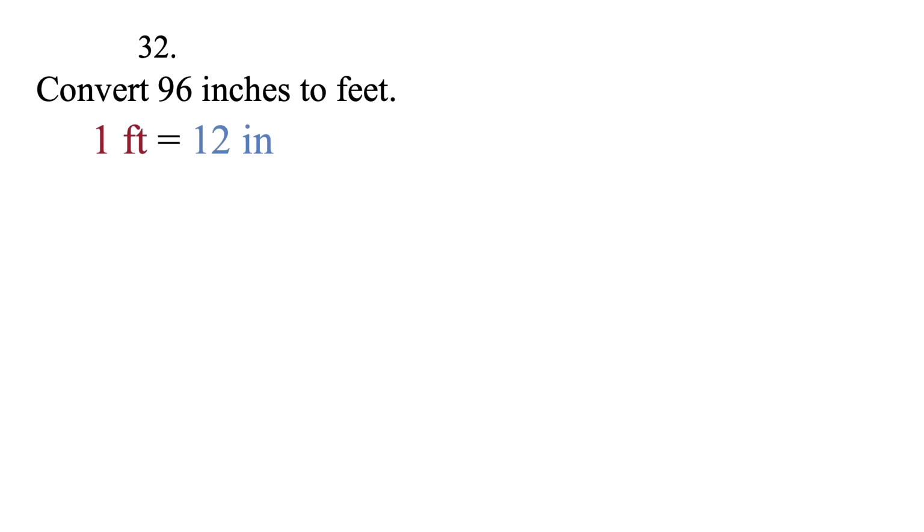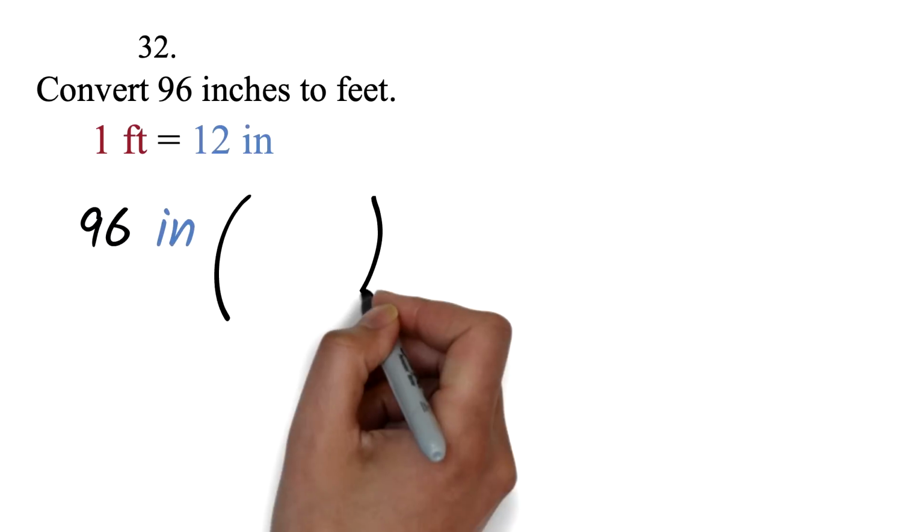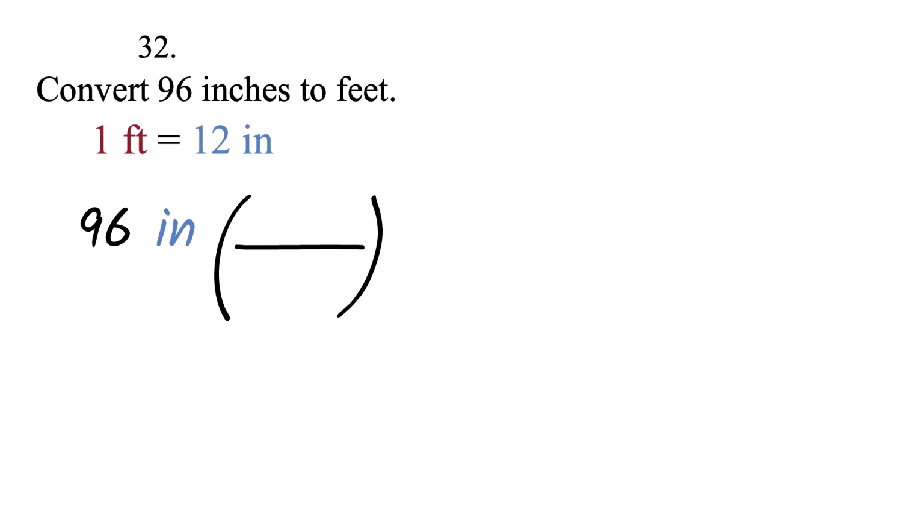The best setup looks like this. You'll first write down what you are converting. In this case, 96 inches. Then you'll bring your conversion factor. You want to write it in a fraction form such that the inches will cancel out. You basically want the bottom factor to be the same as the value you're converting so you can cancel.